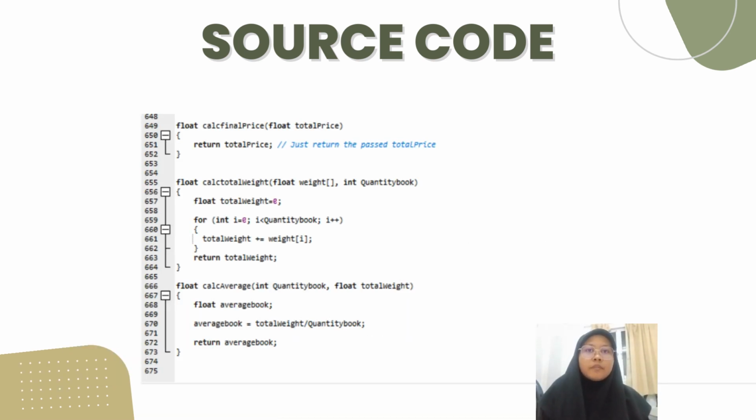In this slide, we show the functions to calculate the final price, total weight, and average weight of the books. Total weight uses a for loop and returns the total weight to the main function. Average weight uses the formula total weight divided by the quantity of books, and returns the average weight to the main function.